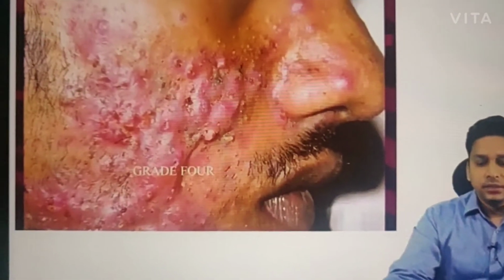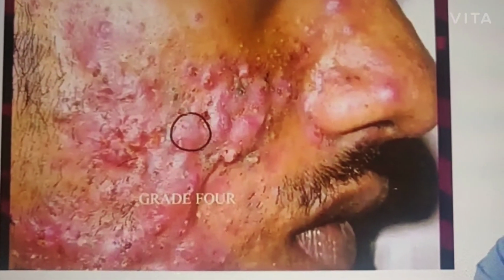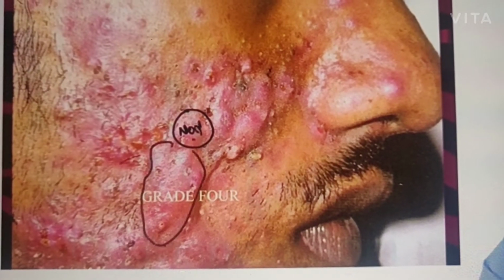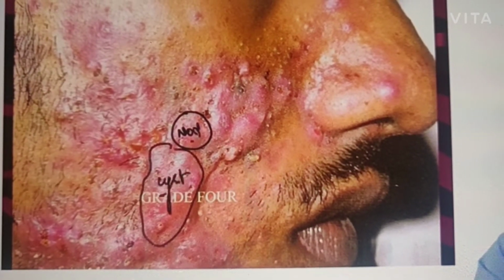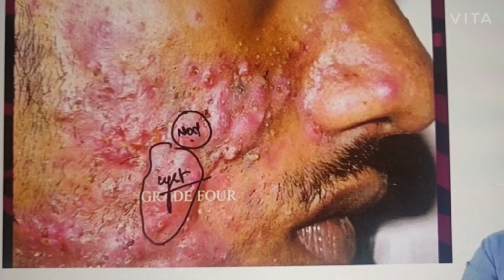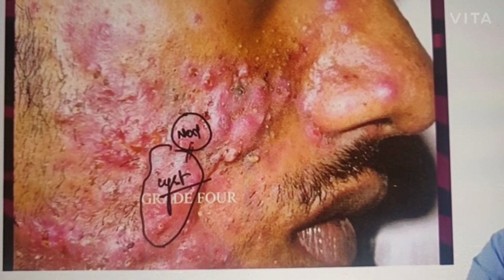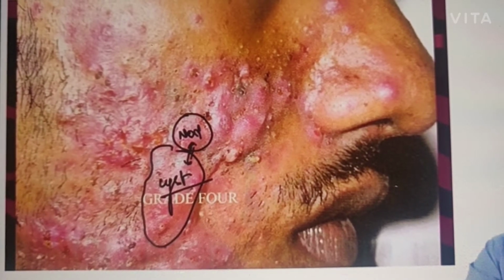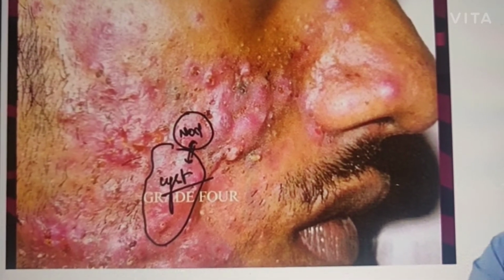Here, the lesions are large. They keep on increasing in size, they can become very large, they can take the form of a cyst, or pus starts collecting inside them and they become abscesses. Since nodules and cysts are seen, these are nodulocystic acne. Nodulocystic acne is severe acne, grade 4 acne, and sometimes they ask you the drug of choice for this type of acne.